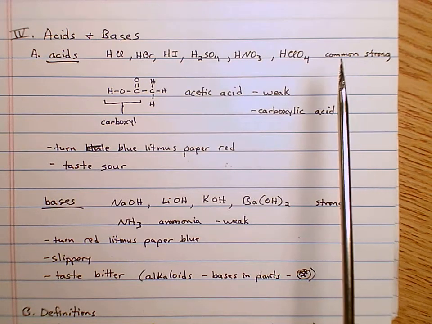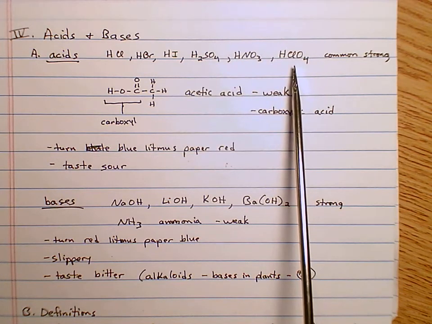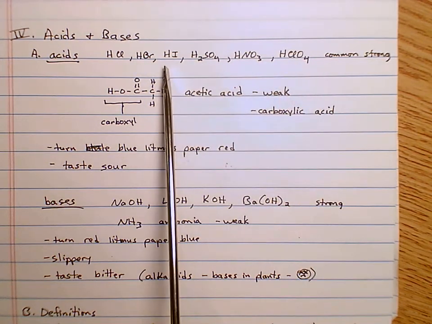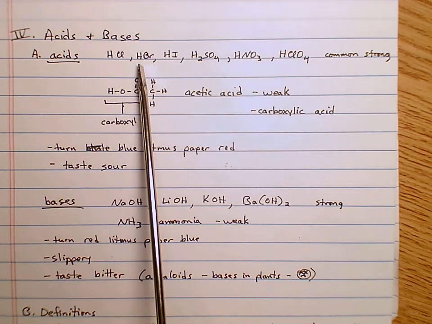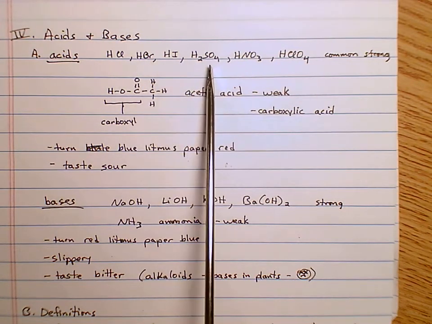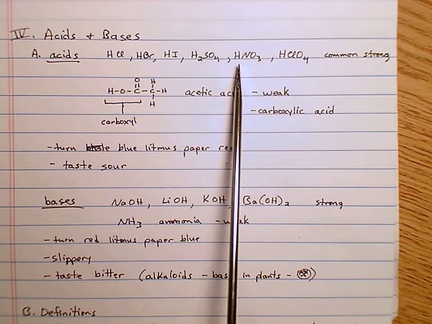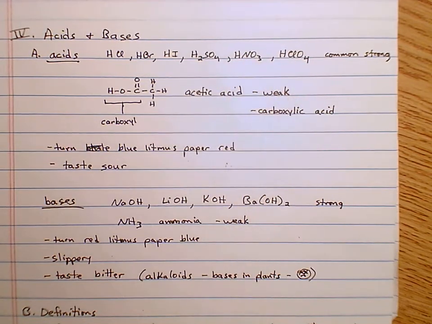In fact, you rarely deal with perchloric acid. And truthfully, you don't very much deal with hydroiodic acid. HCl all the time. HBr, yeah, sometimes. HI, not too much. H2SO4 all the time. HNO3 all the time. HClO4, not that much.